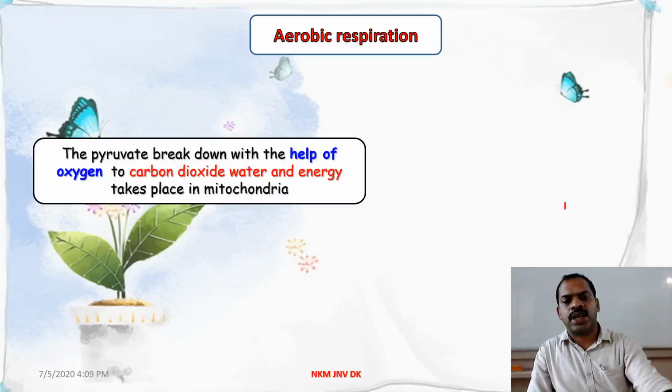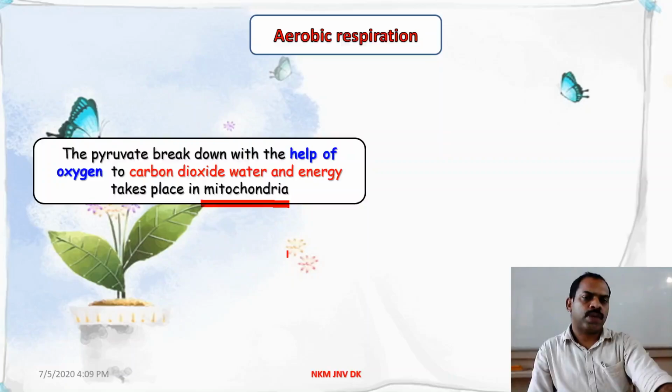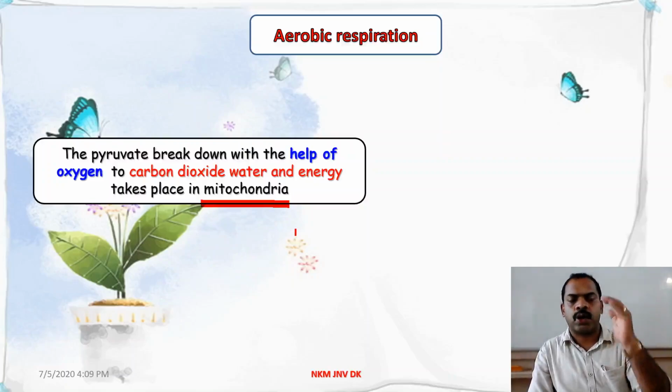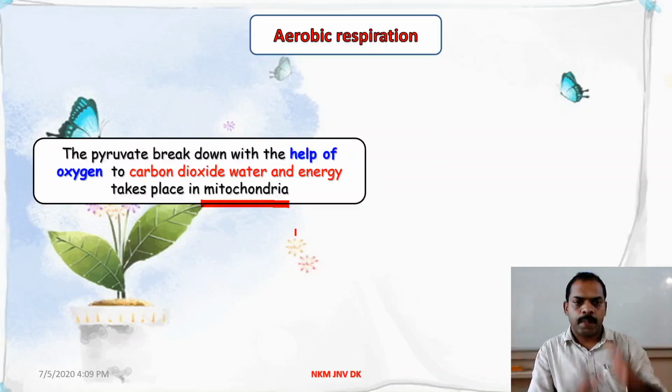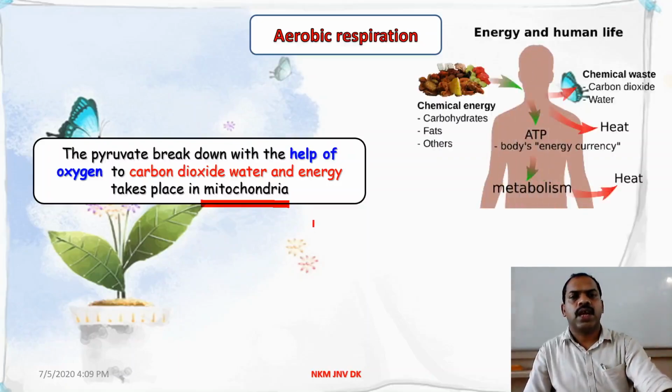Another very important point is where it takes place. It takes place in the mitochondria. We studied about mitochondria. Mitochondria are known as the powerhouse of the cell because they produce energy, store the energy and distribute the energy. This is how they produce energy: pyruvic acid is broken down with the help of oxygen into carbon dioxide, water and energy. This is called aerobic respiration.